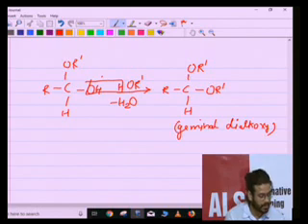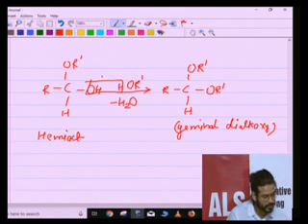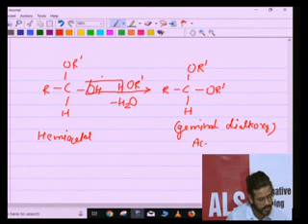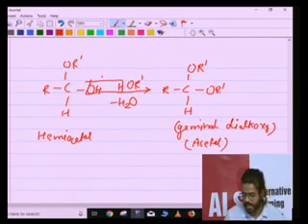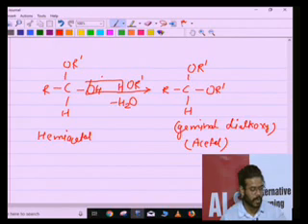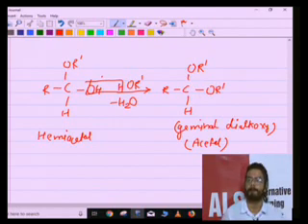And the previous compound was hemiacetal, and the new compound which is formed is acetal. It is ACETAL. So the acetal compound is formed here, which is slightly more stable as compared to the previous one. So I guess this is clear to all of you. Can we move to the next topic? So basically this is the formation of acetal or hemiacetal from aldehyde.